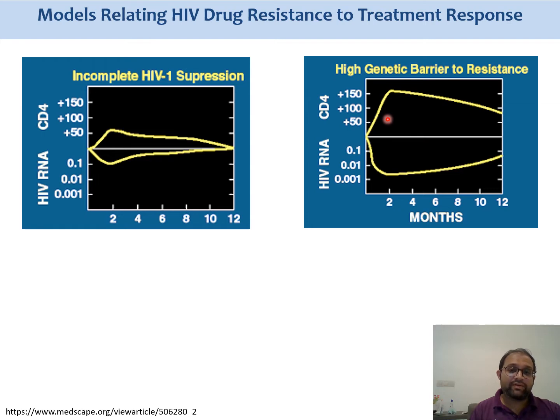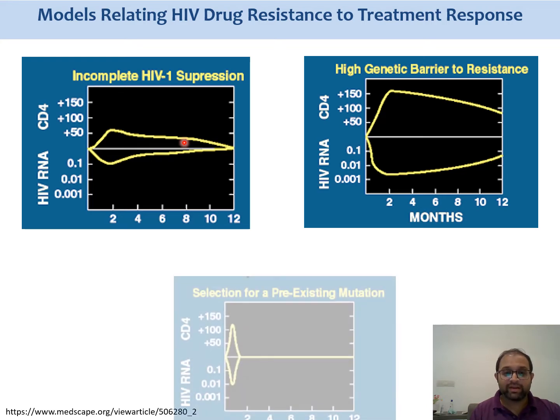In case of drugs which have a high barrier to resistance, you will see that there will be a decline in CD4 count, but gradually, right? However, if you look at the viral RNA, the patient would exhibit a lower viremia as compared to the individuals who are on drugs which have a low genetic barrier to resistance.